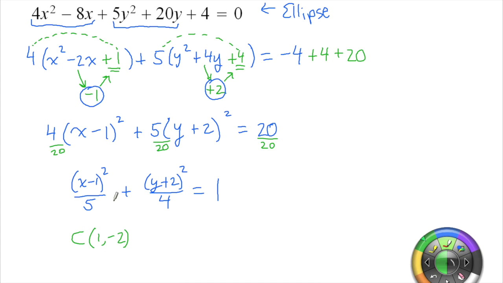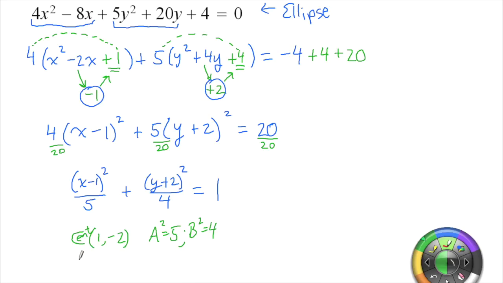Since it's an ellipse, the a has to be the bigger number. So in this case, a squared is equal to 5. And that leaves b squared to equal 4. Center. I better just write center here because c is something else.